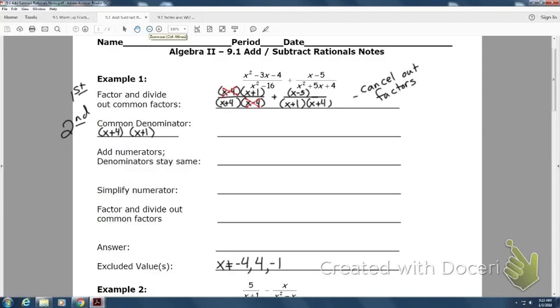Now once I have that, I need to apply it. So we'll come back up here and rewrite this without the factors that I canceled out. So I've got x plus 1 over x plus 4 plus x minus 5 over x plus 1, x plus 4.